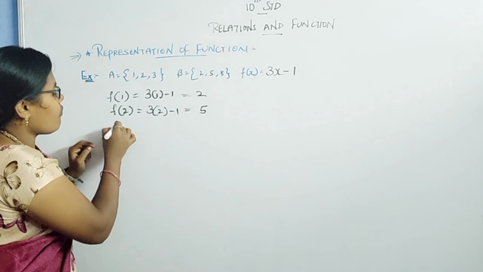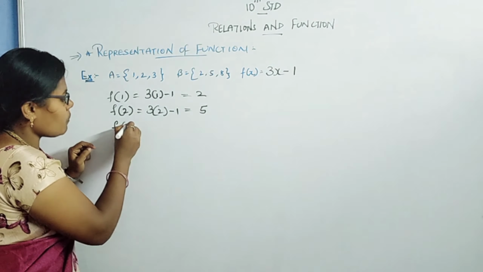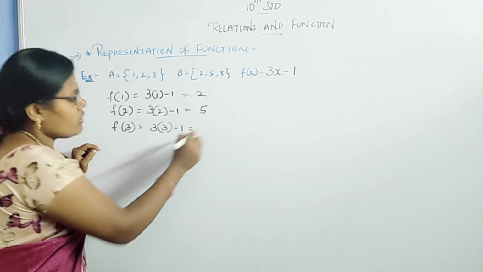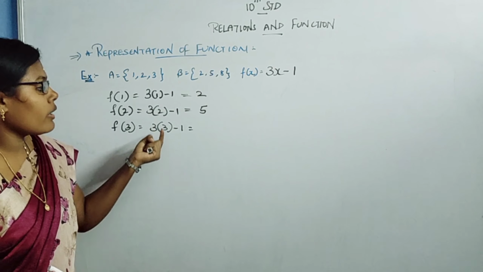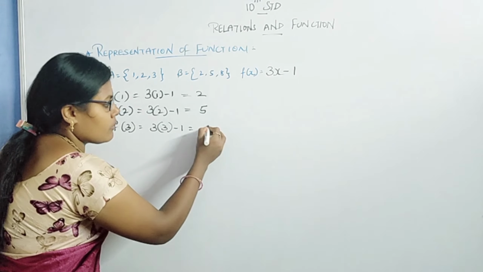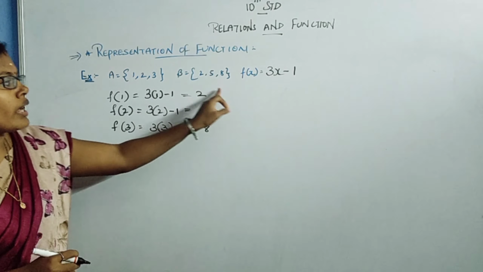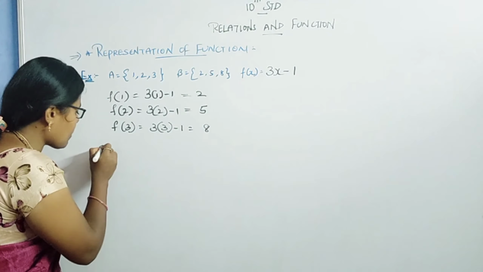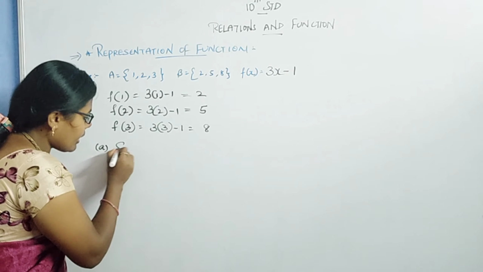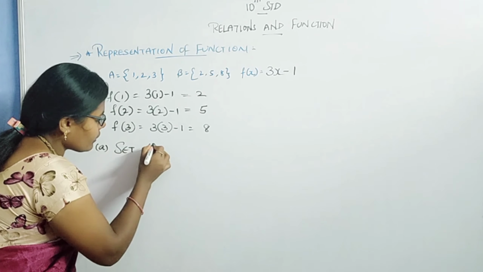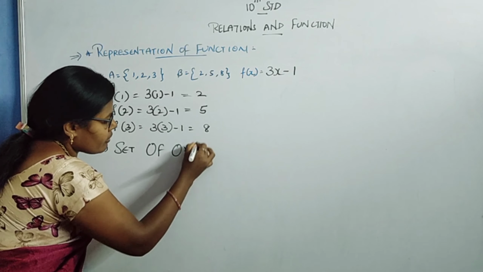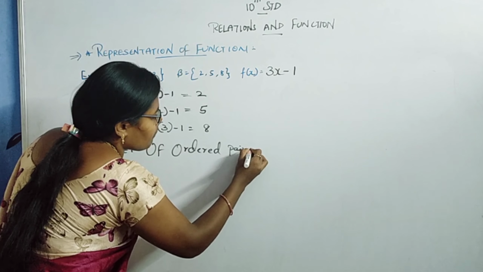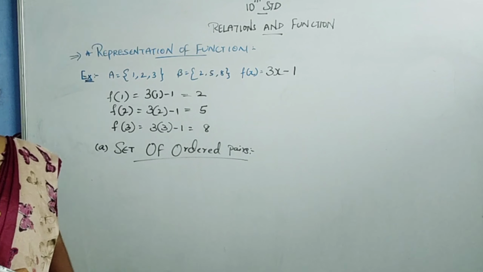Next, f of 3. That is 3 into 3 minus 1. So 3 threes are 9, 9 minus 1 is 8. So now you got your f of x values. Okay. So what is the first representation of function? It is set of ordered pairs. So set of ordered pairs is your first way of representing the function.